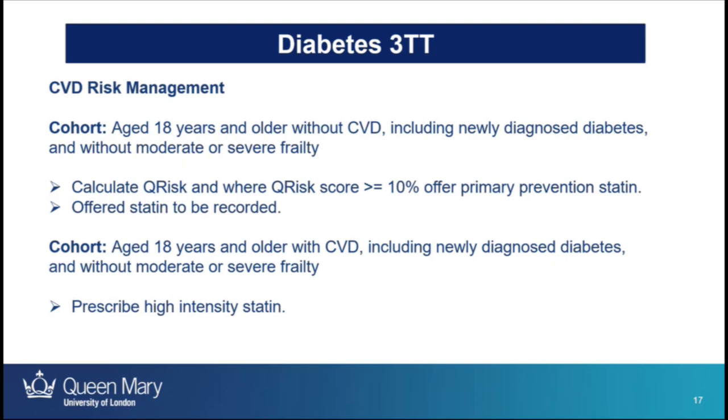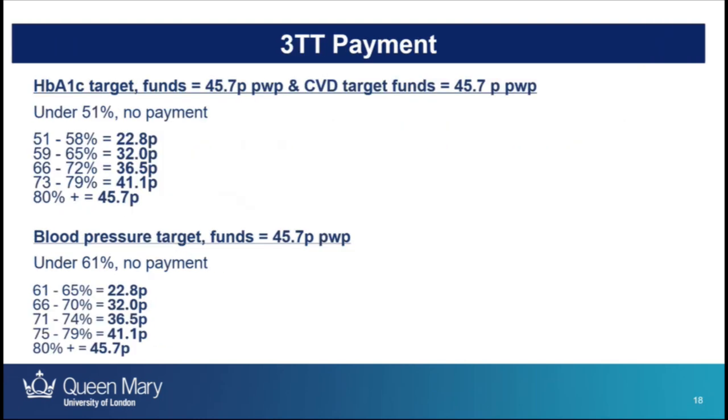And then the aged 18 and older with CVD and newly diagnosed diabetes and without moderate and severe frailty is prescribing them a high intensity statin. Then we've got your payment section. So here, your HbA1c and the CVD statins, if you reach below 51, unfortunately, there's no payment. And then you've got the maximum of 80 and above. And then the BP is under 61. Unfortunately, you don't get any payment. And then the maximum again for that is 80 plus as well.